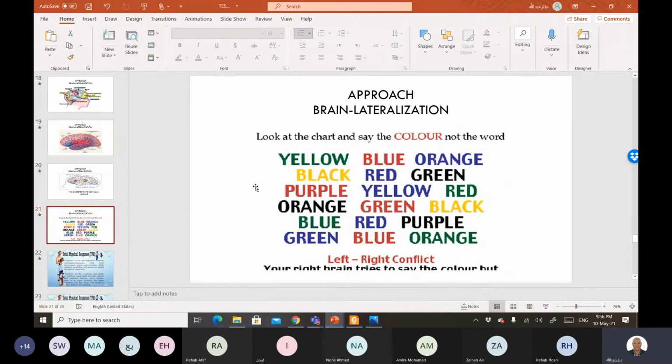So if we are going to read the words, we are dealing with the left hemisphere because we are dealing with the language only. But if we are looking at the color itself, then we need to look through the right hemisphere of the brain. And because the two brains are in conflict, we find this struggle, this kind of difficulty in identifying it quickly. This is an example of normal people, but because the language is in the left hemisphere, it is difficult for them to say the color and not the word.